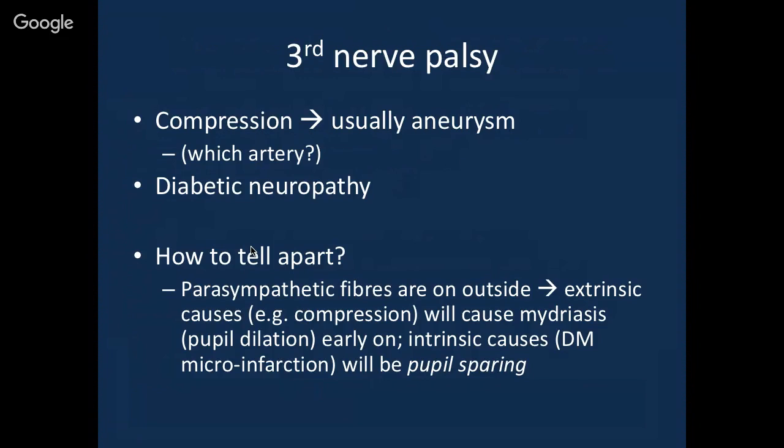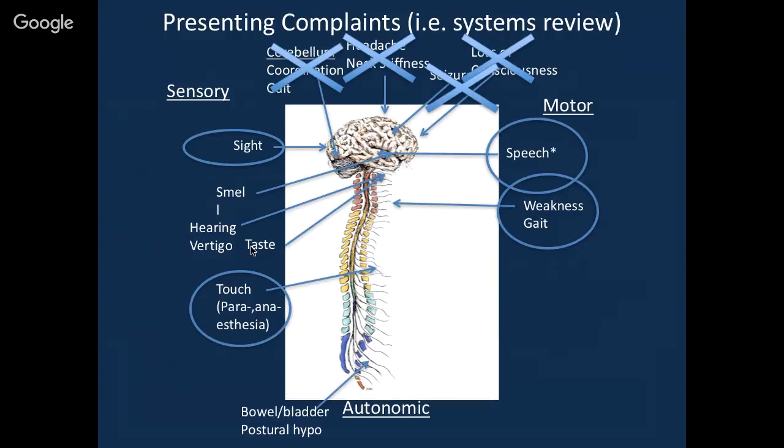But how do you tell them apart? The parasympathetic fibers run on the outside of the third nerve. So if the pupil isn't spared, if there are pupil problems in the third nerve, that means it's being compressed extrinsically. If it's a diabetic microinfarction, that means it's an intrinsic problem. So there'll be sparing of the pupil. It will only be the eye movement and lid problems. It won't cause pupil problems. Okay, you can look at all of this later in your own time.